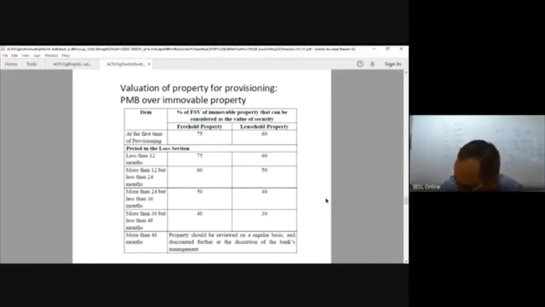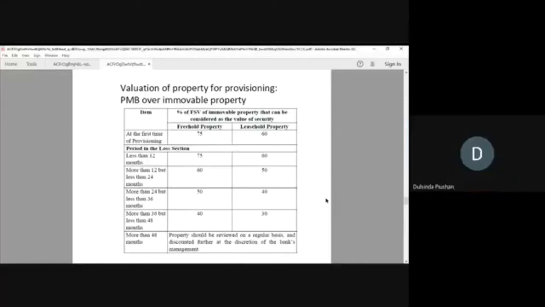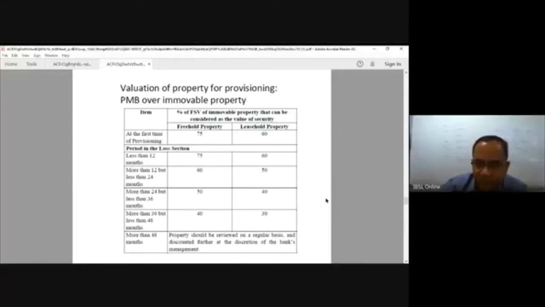Are you clear? Yes, it is clear. Thank you. Okay, so that is how you have to make the provisions for the facilities. This is the way you will create the provisions.